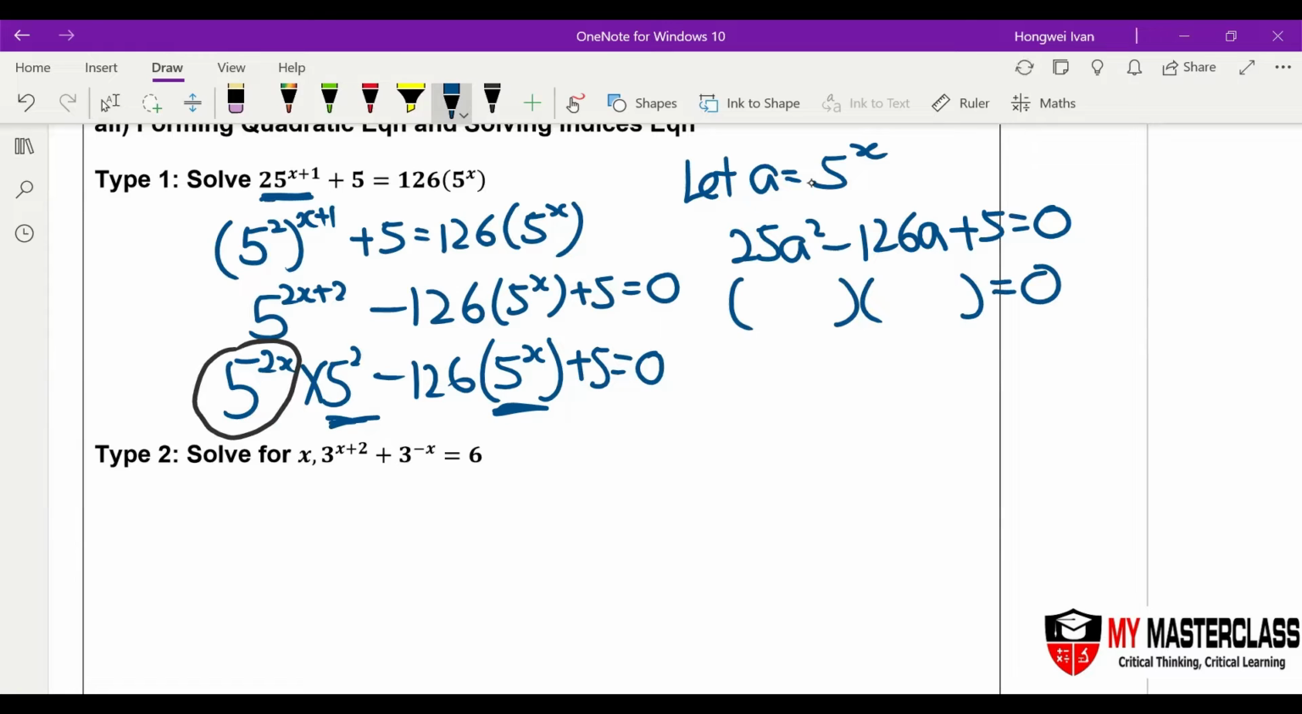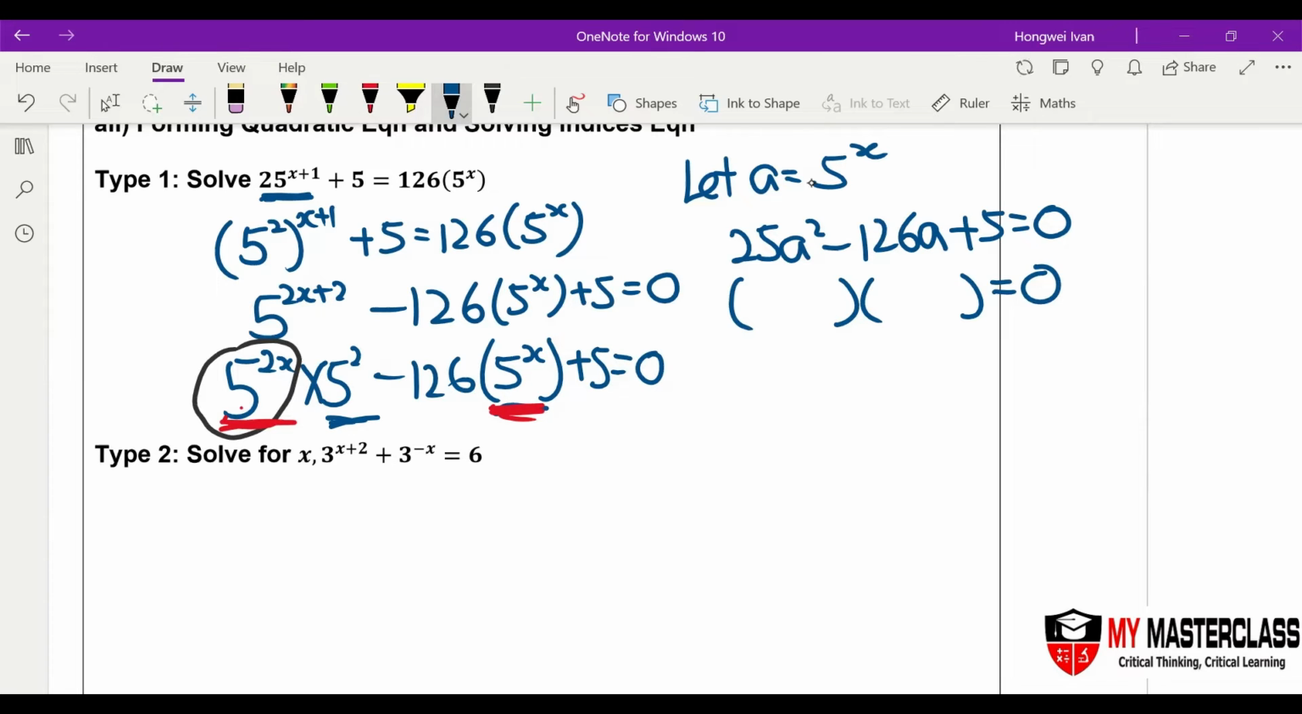Can you understand how I get from here to here or not? First, you can see this is 5 to the power of 2x and this is 5 to the power of x. We always let the smaller one be a. So 5 to the power of x is a, which means 5 to the power of 2x is a squared. It's not 2a, it's a squared. All right. 5 squared over here is 25. That's how I form the quadratic equation. Yes, Raiden.